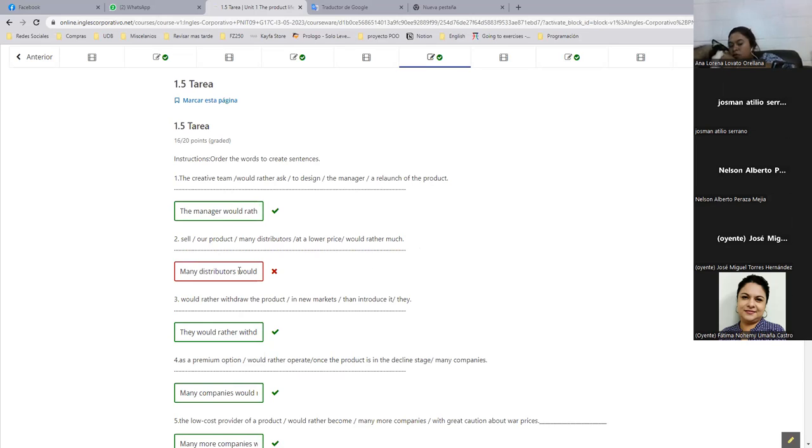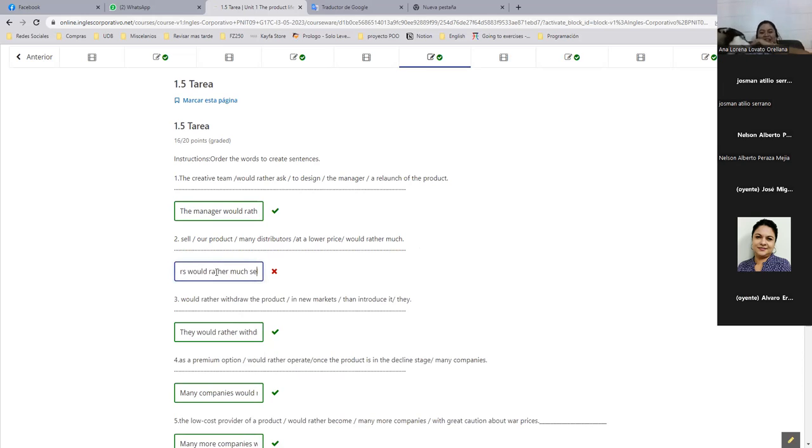Okay, entonces esto me aparece bien en el midterm. Many distributors will rather much sell or product at a lower price. Pero en la tarea no me aparece bien. Many distributors will much rather sell our product at a lower price. Bueno, yo la tengo exactamente igual. Many distributors would rather. Y de ahí, ¿en dónde no le sale bien, me dice?